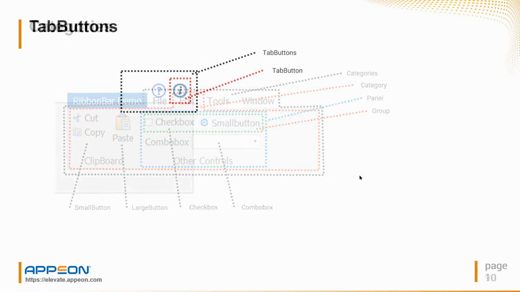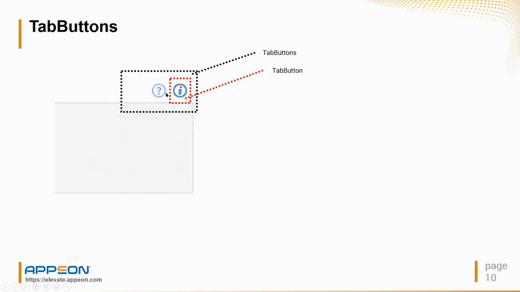So then up in the upper right, that's your tab buttons. That's just a container. And then the individual tab buttons, they're optional, and you can have a number of them. Okay.